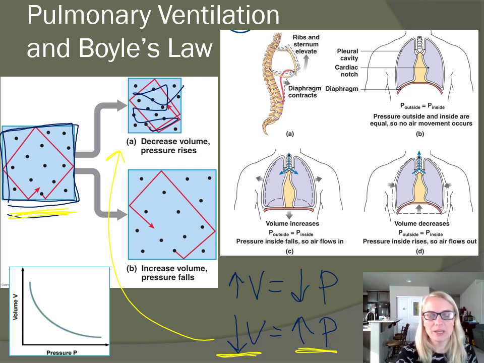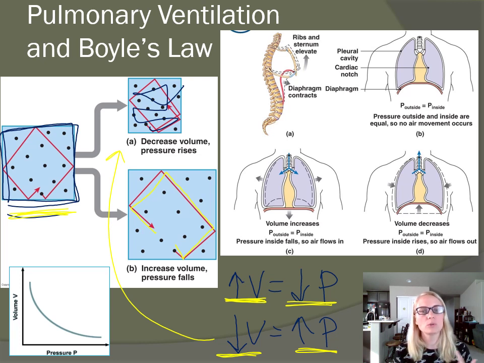So if we're going to increase the volume, as if you are a molecule, it's going to take you a lot longer to bounce into those walls. And so the pressure, that measurement of how often those gas molecules are bouncing on the inside wall of that container, is going to go down, right? So if you increase the volume, you're going to decrease the pressure.